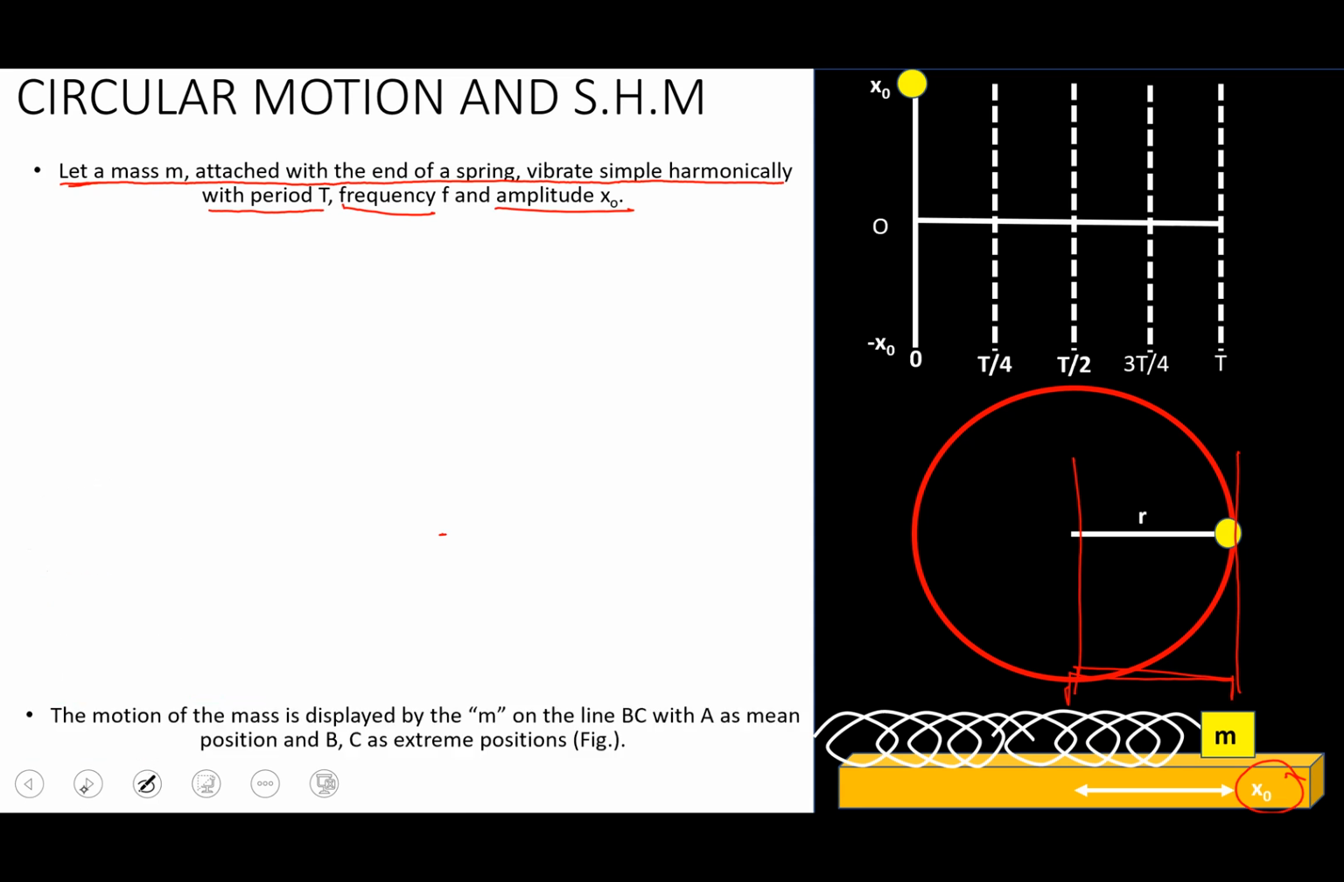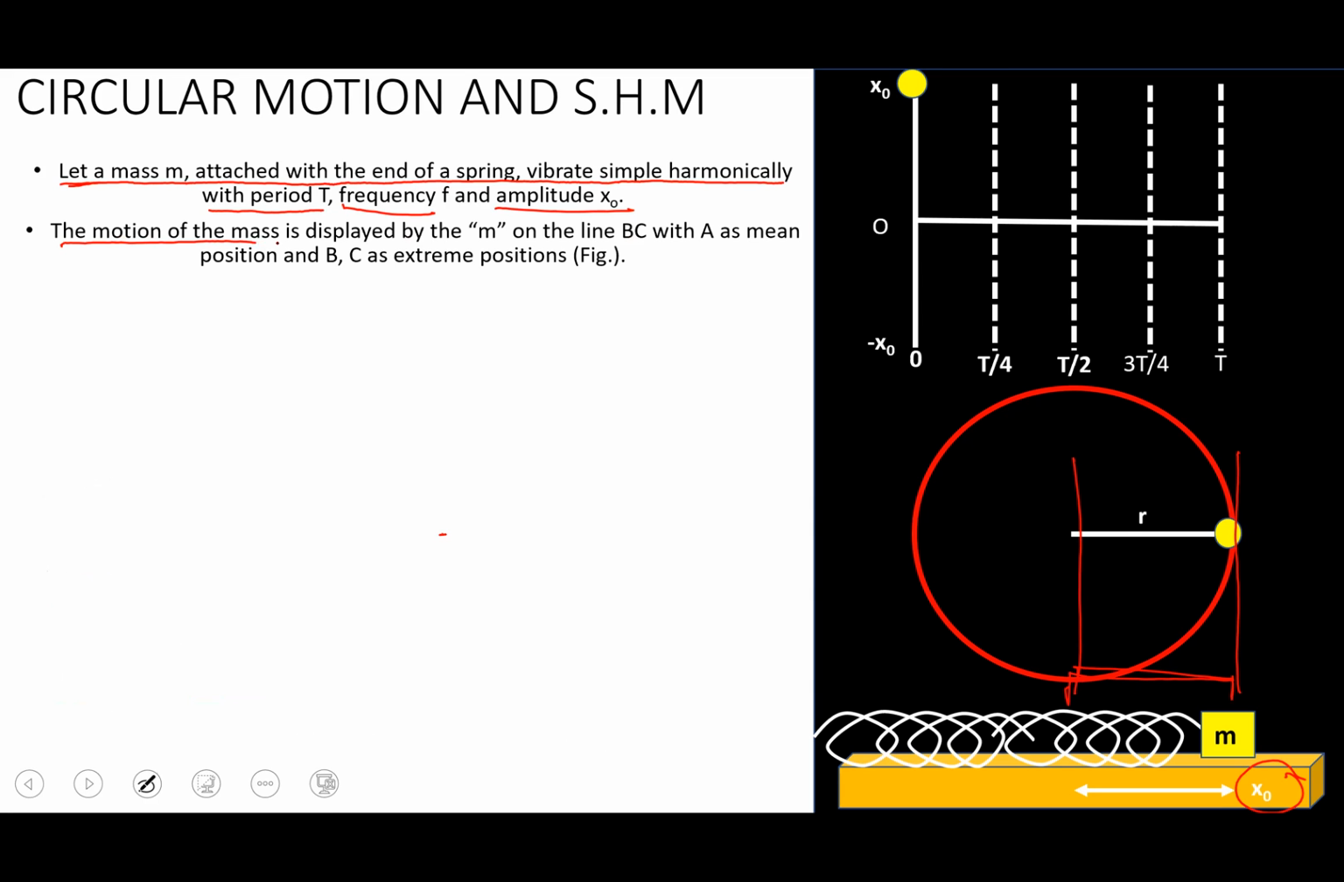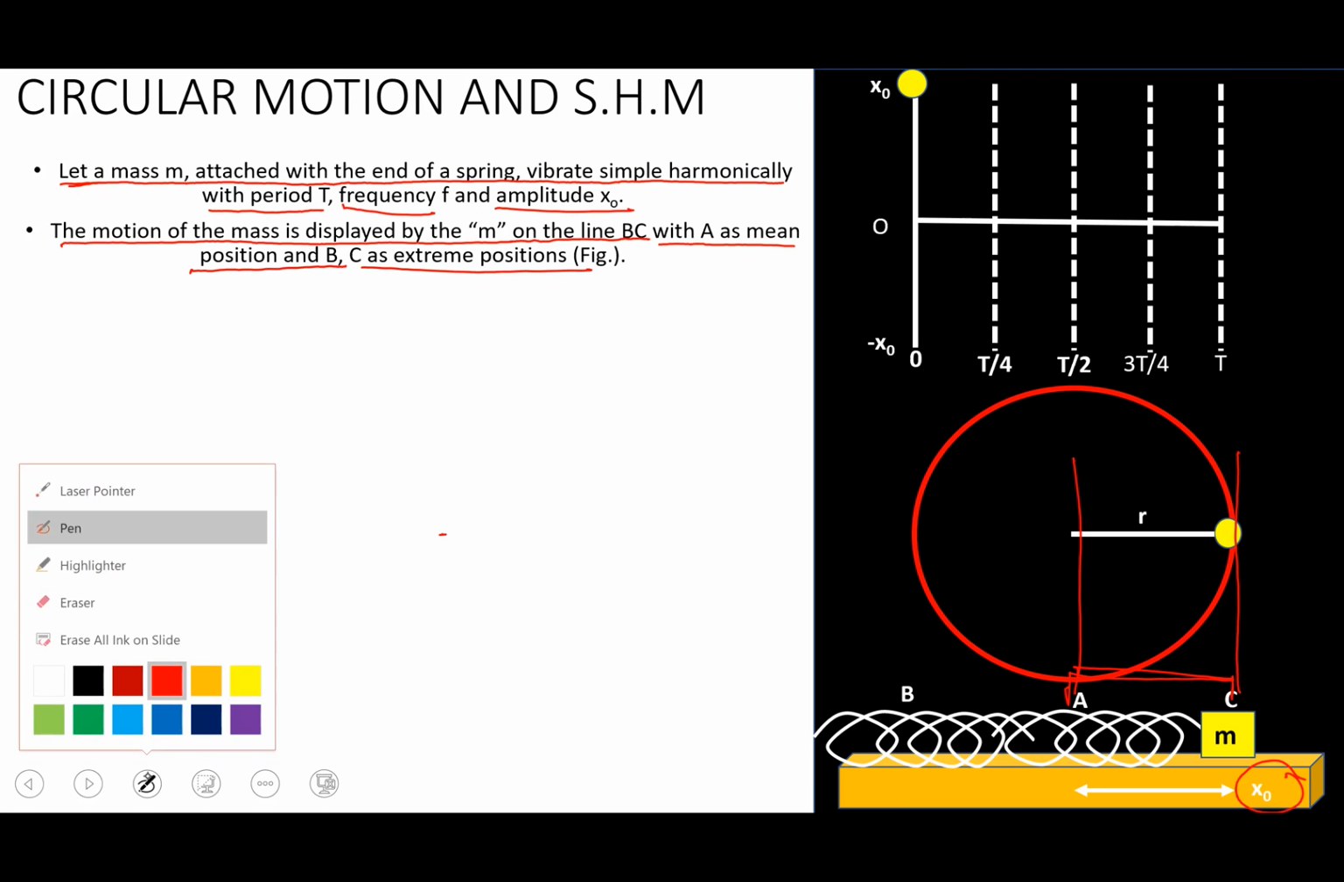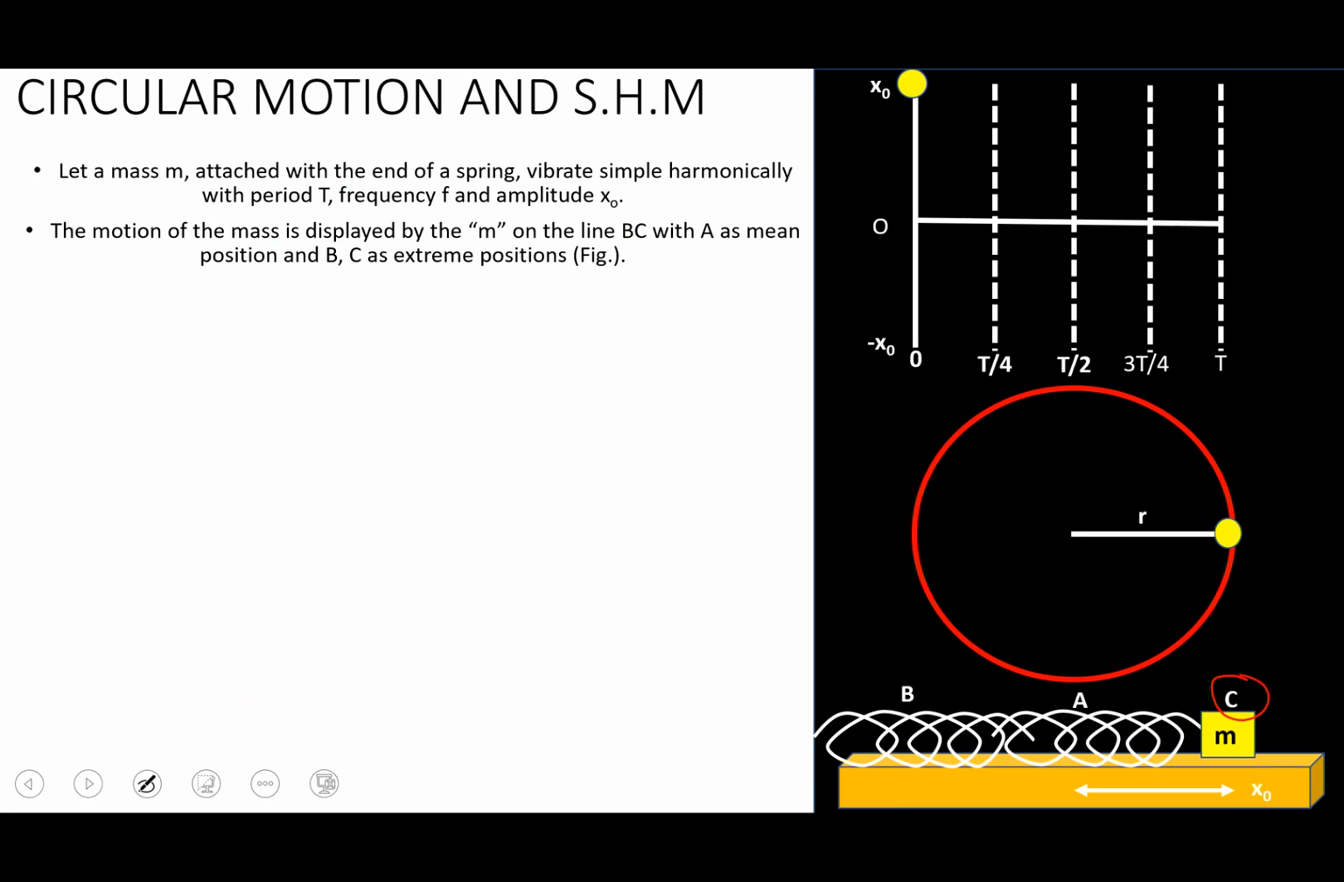Let's continue reading. The motion of the mass is displayed by M on the line BC with A as the mean position and B and C as the extreme positions. Now we have points represented by C, B and A, where C and B are the extreme positions from the center of the mass of the system, whereas point A is the mean point or the midpoint of points B and C. We can draw points B and C in the case of the circle as well.